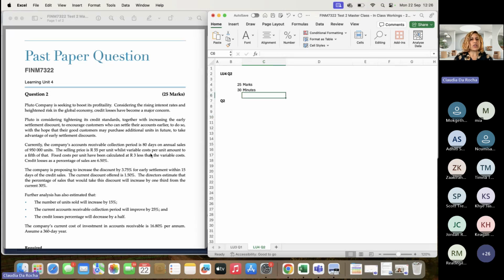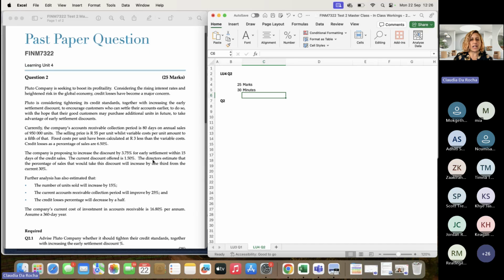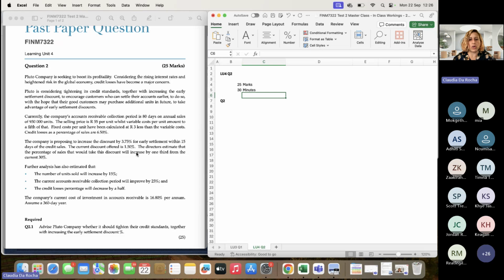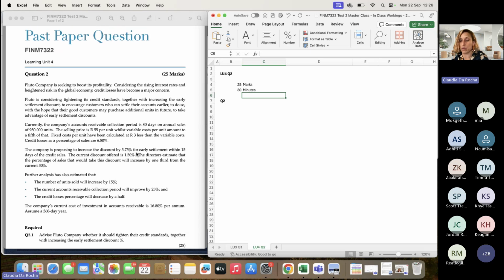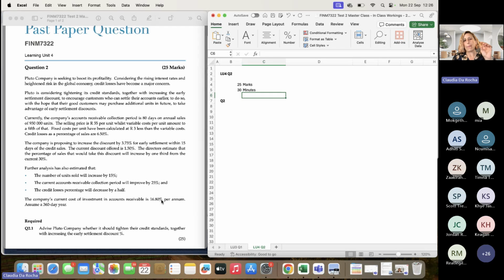Great. So this question is a typical change in credit terms question for your accounts receivable. Remember, Learning Unit 3, you can change the credit terms of accounts receivable. You can also change credit terms of suppliers, although that's mainly in Learning Unit 5. So this is quite typical for Learning Unit 4. The required says, advise Pluto Company whether it should tighten their credit standards together with increasing the early settlement discount percentage. So this question is slightly different to the ones in your textbook, in that it takes into account an early settlement discount.